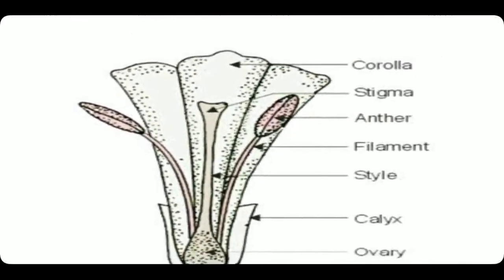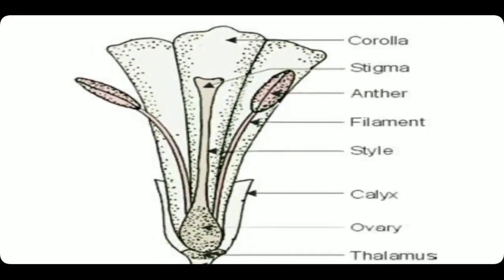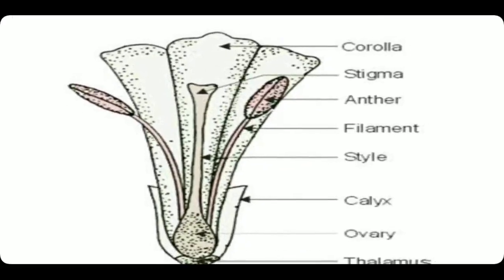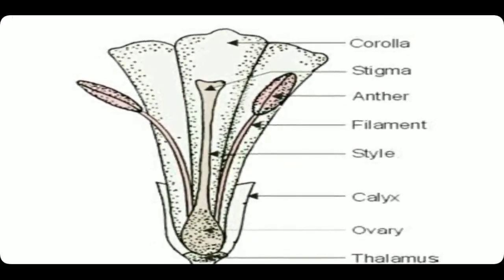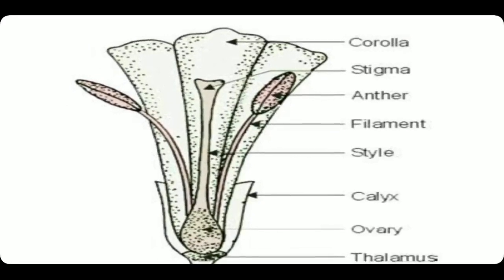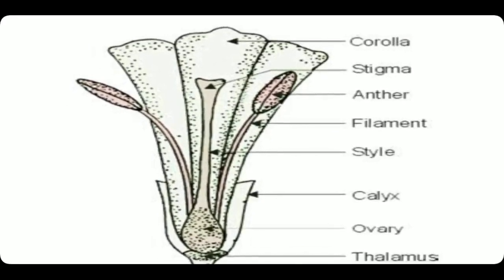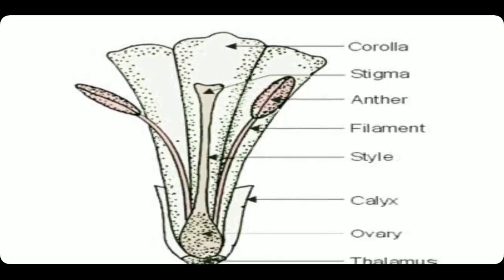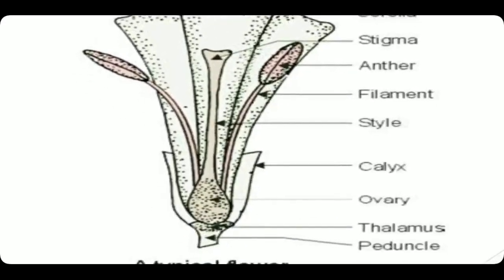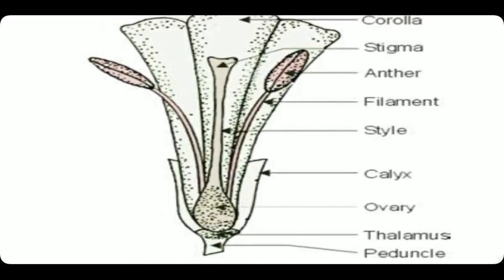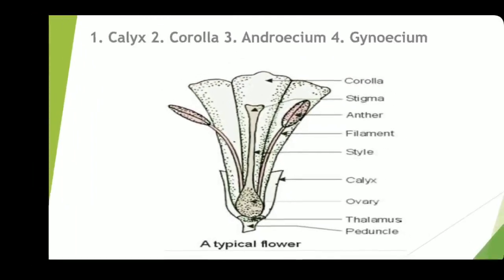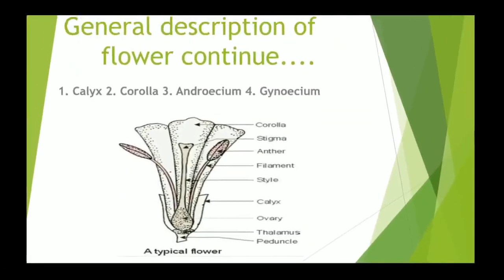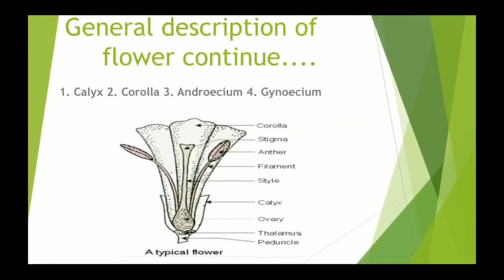Then the next one is the female part or the fourth whorl of a flower, called pistil or gynoecium. At the top it is called stigma. Then the canal-like structure is called style, and the lower basal structure is called ovary, in which ovules are there. So this is the structure of a bisexual flower, which we have already discussed in the previous video lesson.